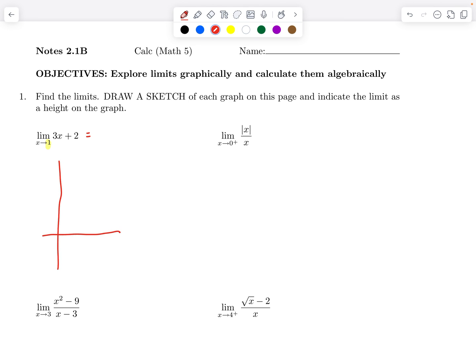Always start by just drawing or imagining the curve. Always plug in the number first. Oh, look, 3 times 1 plus 2 is 5. And if you trace it at 1, you get a height of 5.